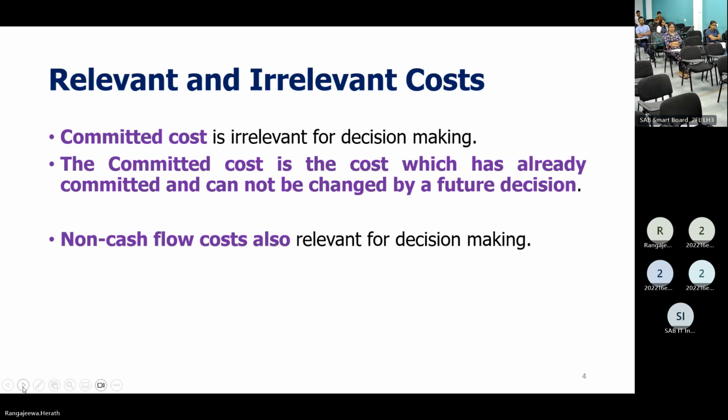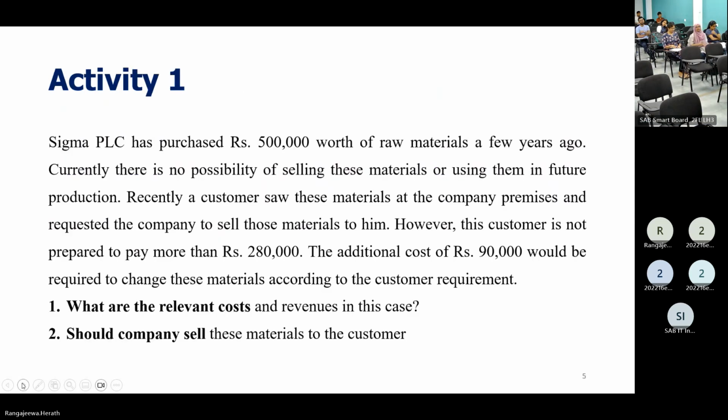So there is no direct cash flow involved, but it's relevant. So the relevant cost should not necessarily be cash. Because sometimes we are not incurring, there is no cash flow there, but it is relevant. Have a simple activity here. Let me go through.